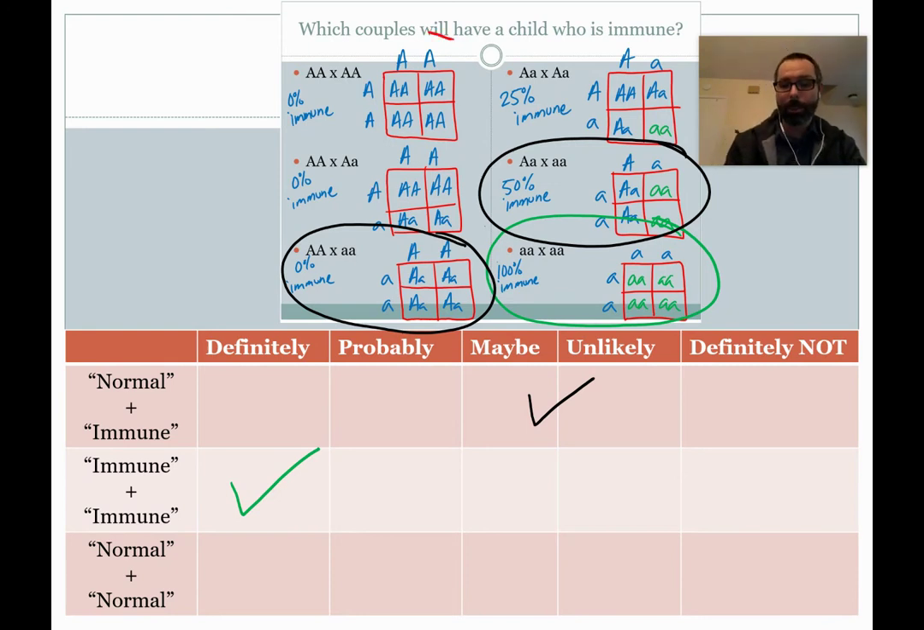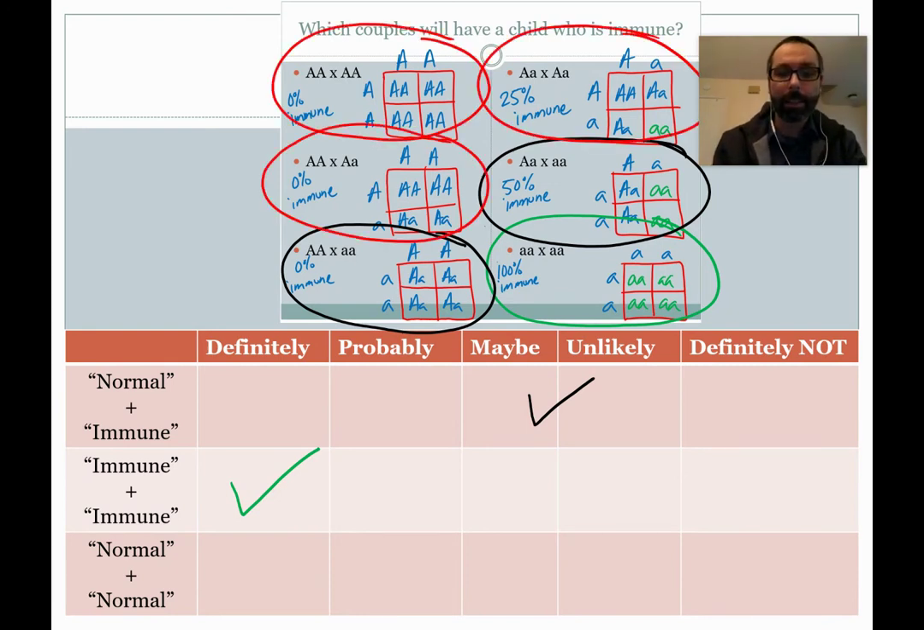Finally, the 2 normals, there are 3 different versions of that. Some of them give 0% chance. One of those gives a 25% chance, which in my mind means that this is an unlikely situation. Even if you did have 2 people that have the right combination of genes to possibly make an immune kid, it's still only a 25% chance, right?